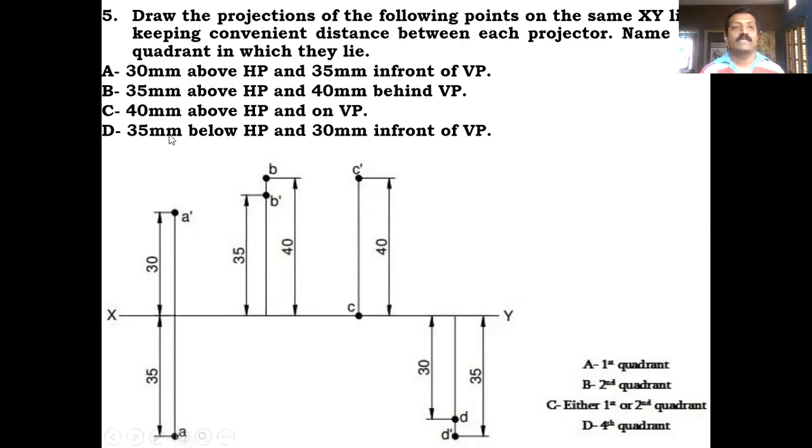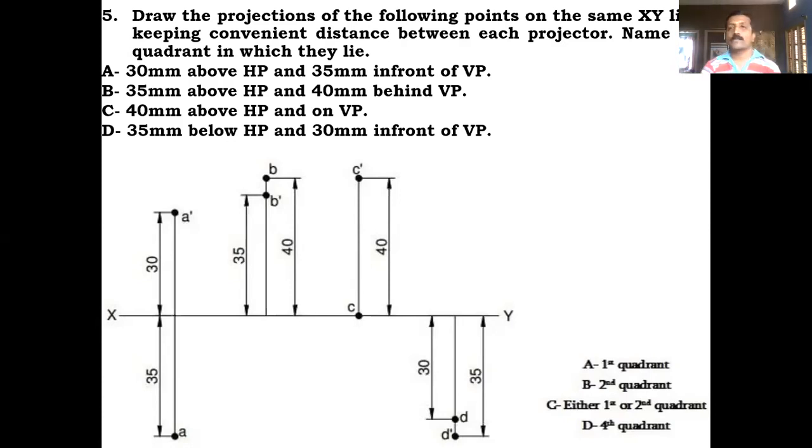Coming to the last one, the point D. What is the information he has given? It is 35 millimeter below HP and 30 millimeter in front of VP. So which quadrant does it come in? Below HP and in front of VP, it comes in the fourth quadrant. So that means let me start the projection.